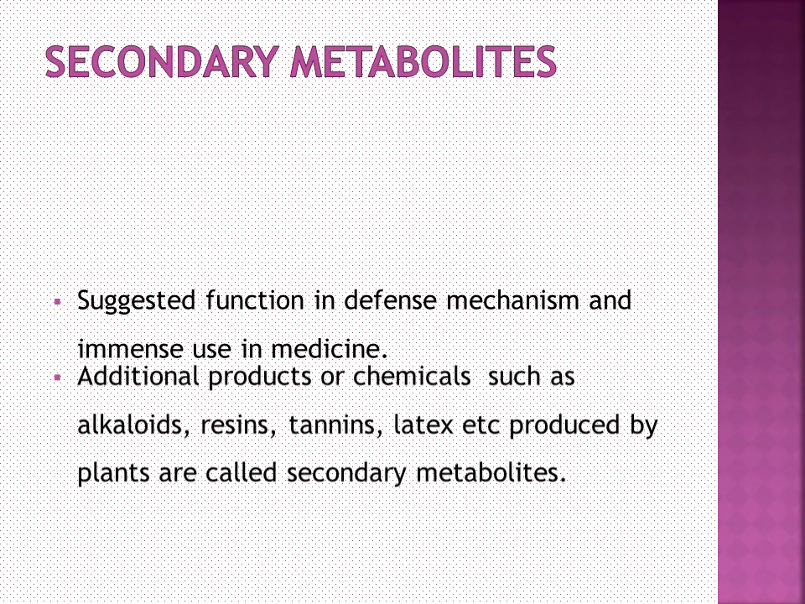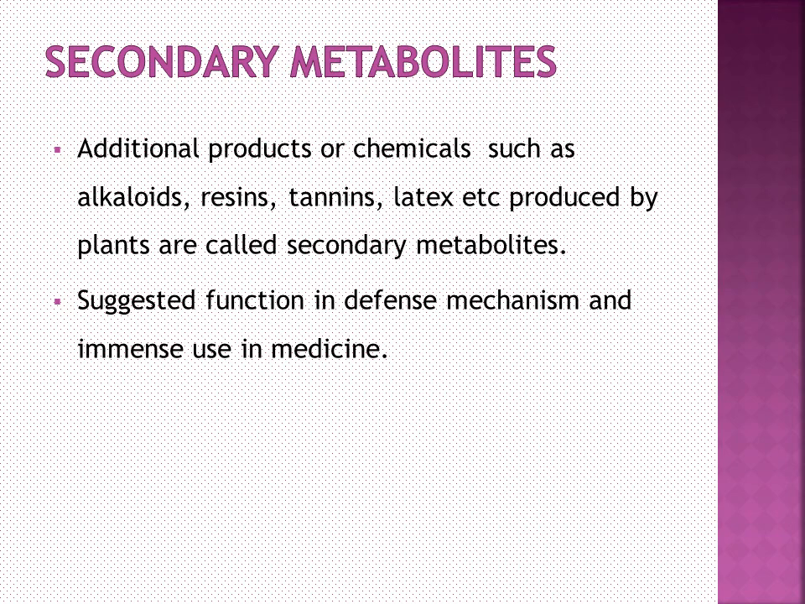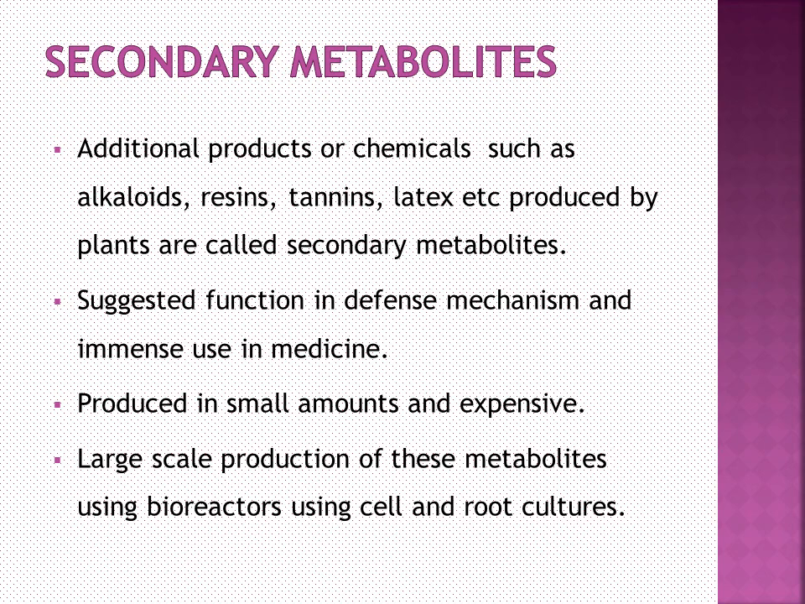Coming to secondary metabolites. Additional products or chemicals such as alkaloids, resins, tannins, latex, etc. produced by the plants are called secondary metabolites. Its suggested function is in defense mechanism as well as there is immense use in medicine. But it is produced in small amounts and is very expensive. So the only alternative is to produce these metabolites on a large scale, using bioreactors. We use plant bioreactors here, using cell culture or root culture.